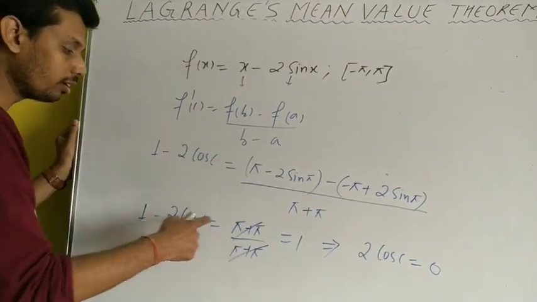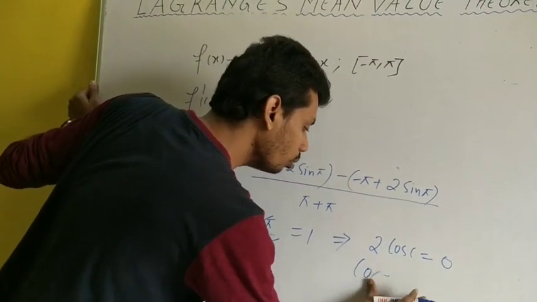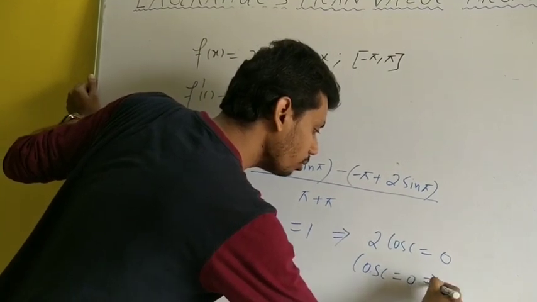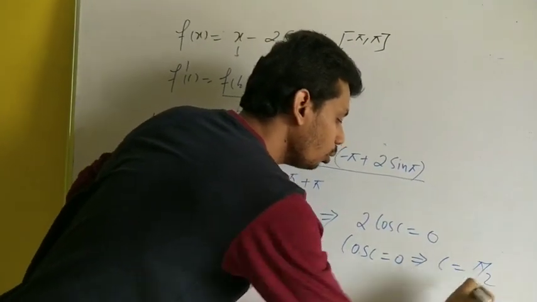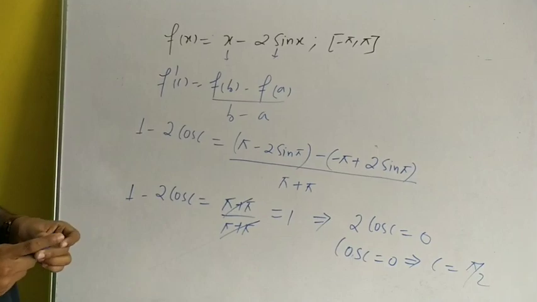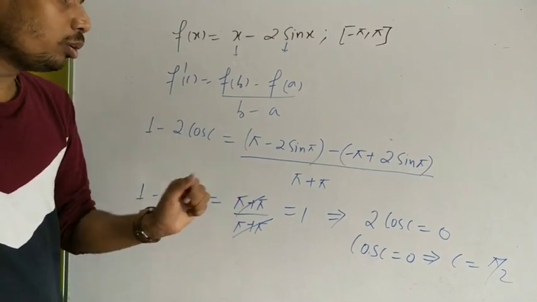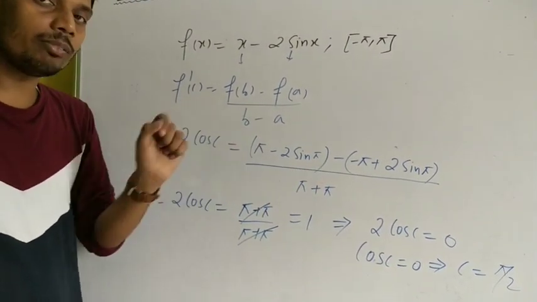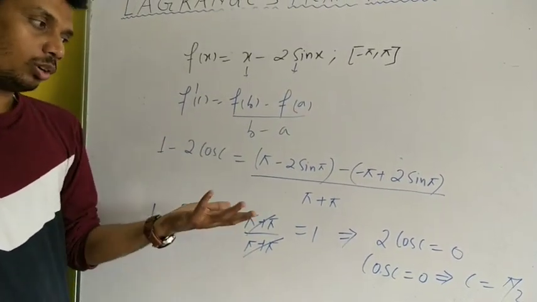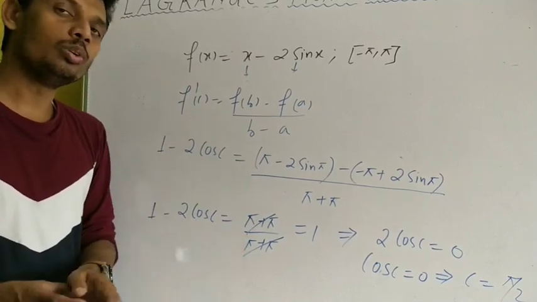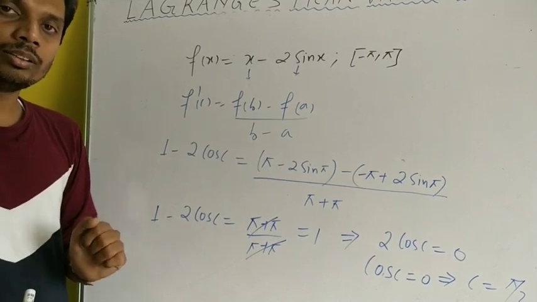This 1 and 1 will be cancelled, so finally 2 cos c will be equal to 0, or cos c is equal to 0. This implies that c is equal to pi by 2, isn't it? We know that the value of cos 90 degrees is equal to 0. So we have obtained the value of c as pi by 2. Now see whether the obtained value of c belongs to the open interval minus pi to plus pi or not. So obviously pi by 2 belongs to the open interval minus pi to plus pi. Hence Lagrange's mean value theorem is verified.